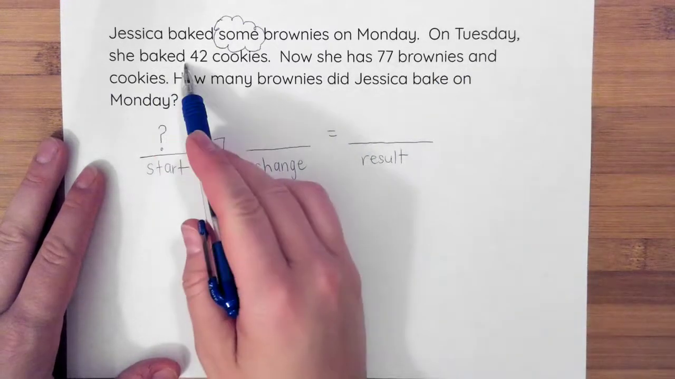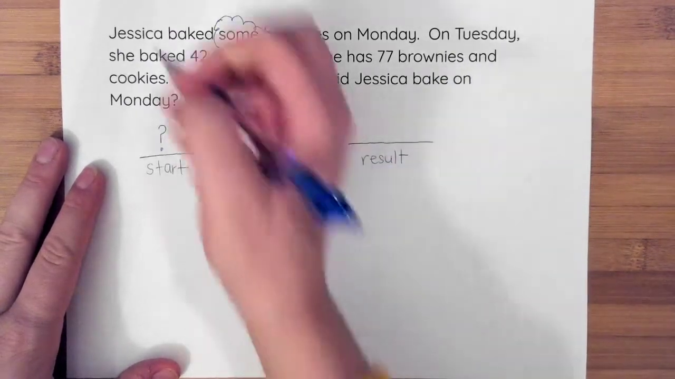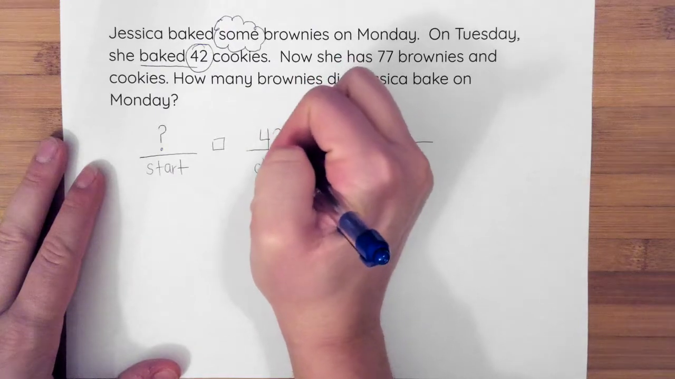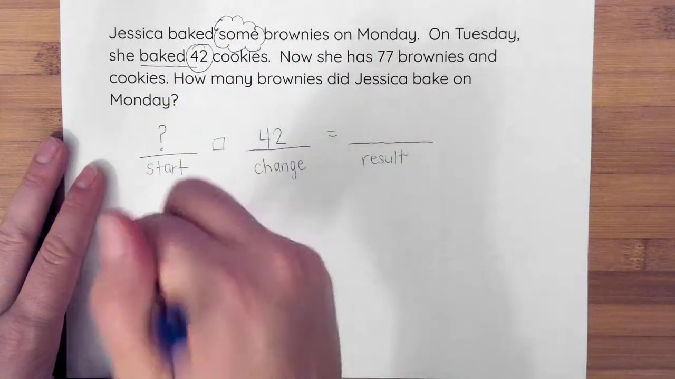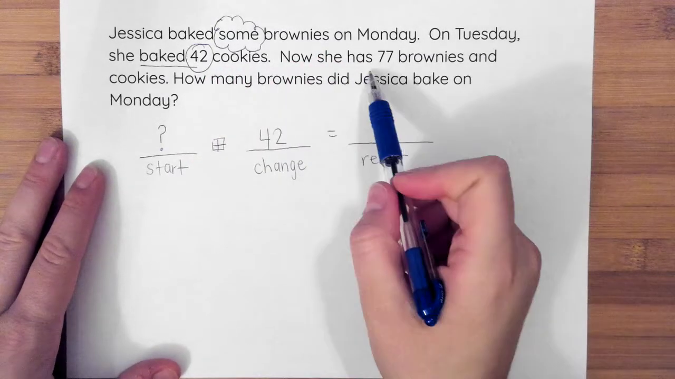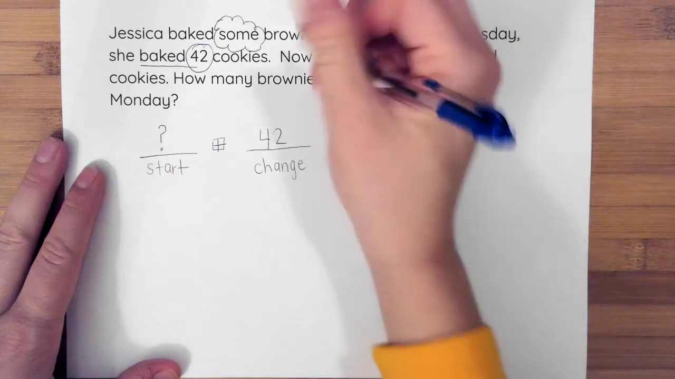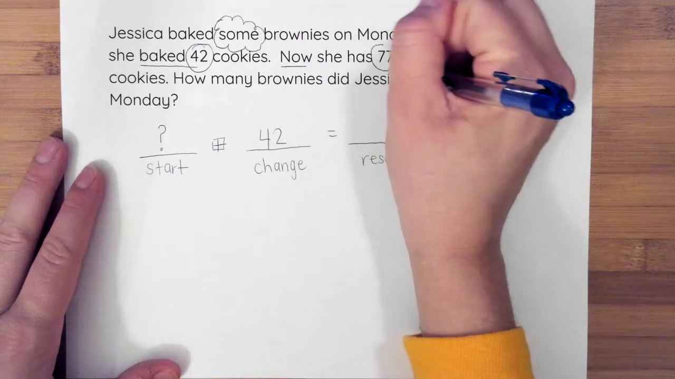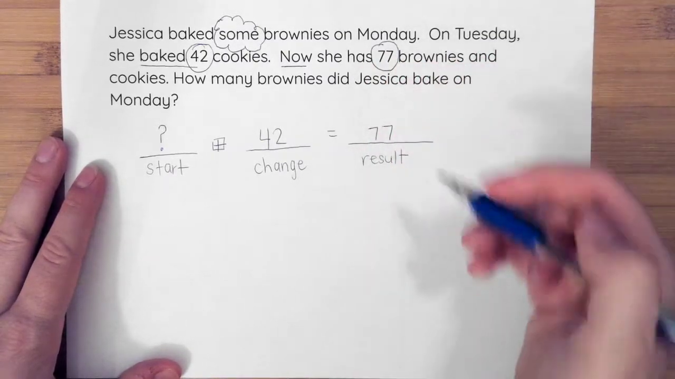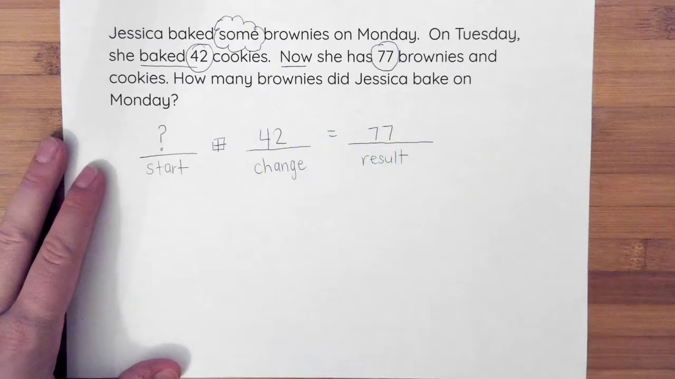On Tuesday, she baked 42 cookies. Well, I know on the second day she baked 42 cookies. So she had 42 more cookies. So she added to it. She had brownies and added more cookies to it. So I know I'm going to add with that. And then it says now she has 77 brownies and cookies. All right, so now she has a total of 77 brownies and cookies. So that is what I'm ending with. And I've got to read, how many brownies did Jessica bake on Monday? That's what I want to figure out.